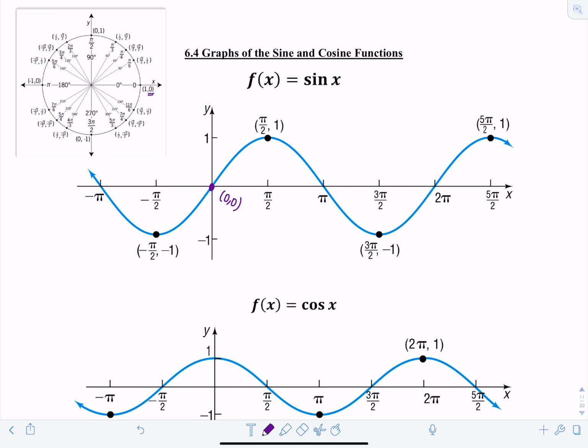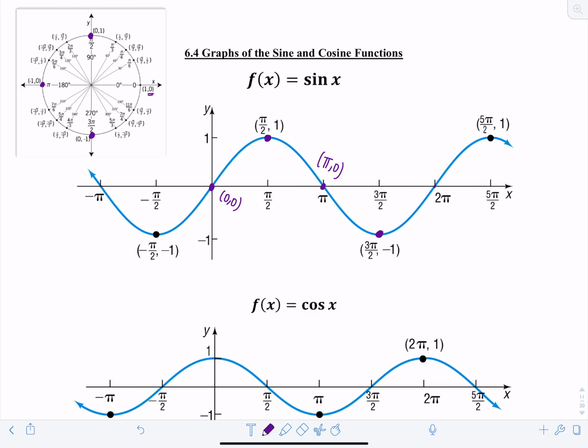Now the next key point is (pi over 2, 1). That's because over here at our unit circle, remember sine takes on the y value of the coordinates on the unit circle. And at pi over 2 radians, sine is equal to 1. Then when we get to pi, we have (pi, 0). That's our next key point. Sine is back at the x-axis. And then (3 pi over 2, negative 1), which you can see over here.